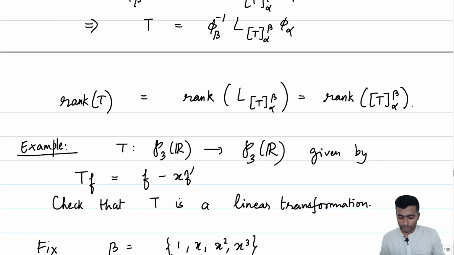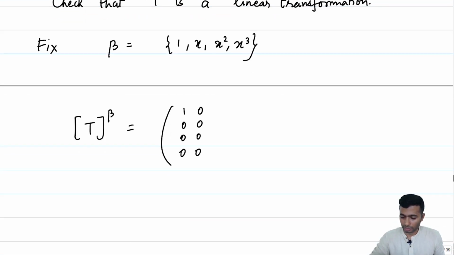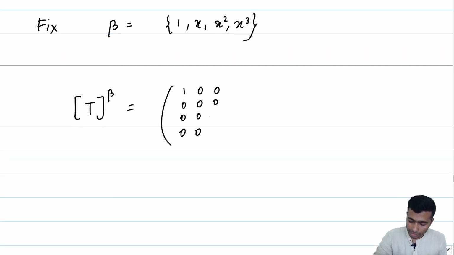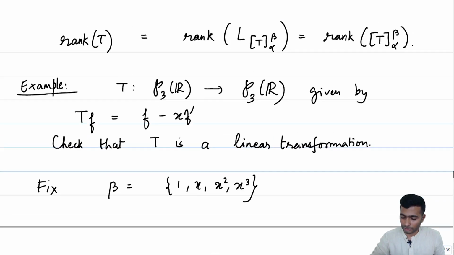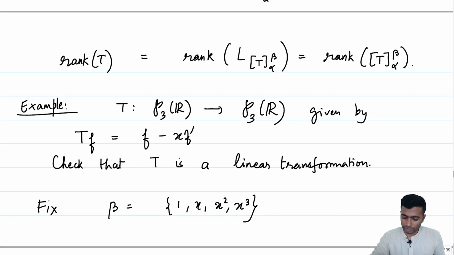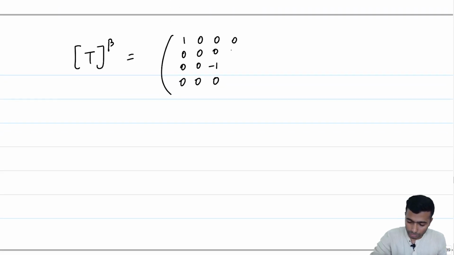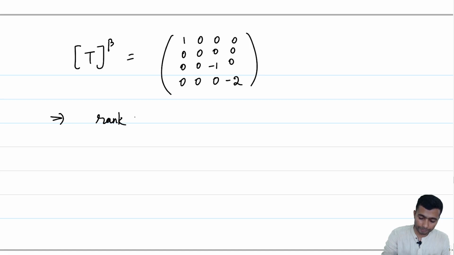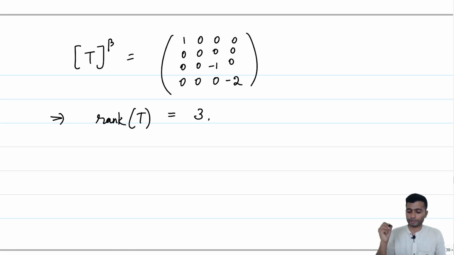How about T of x square? It is going to be x square minus 2x square, which is minus x square. So, this will be 0 0 minus 1 0. And x cube will be x cube minus 3x cube, which is minus 2x cube. So, this is going to be 0 0 0 minus 2, and this implies that the rank of T is equal to 3, because the rank of T is the rank of its matrix with respect to beta.